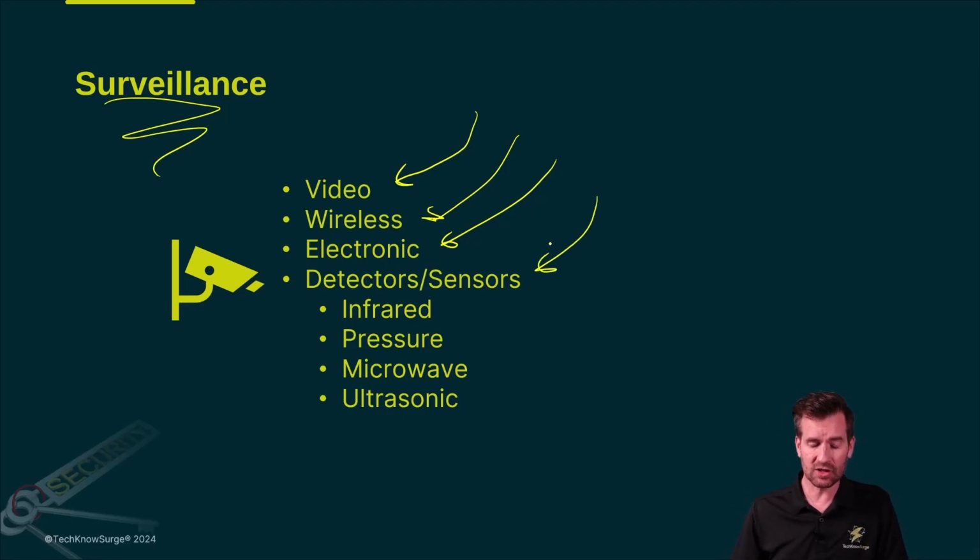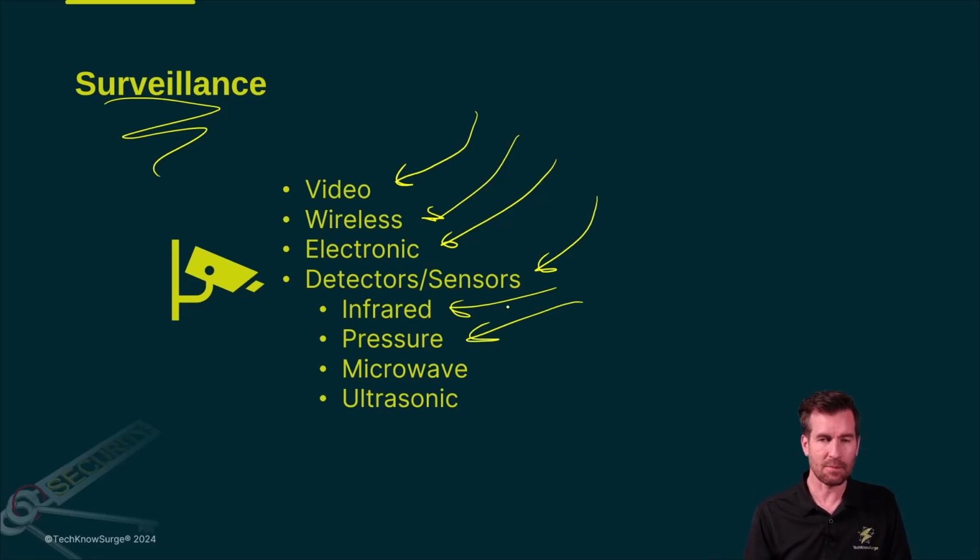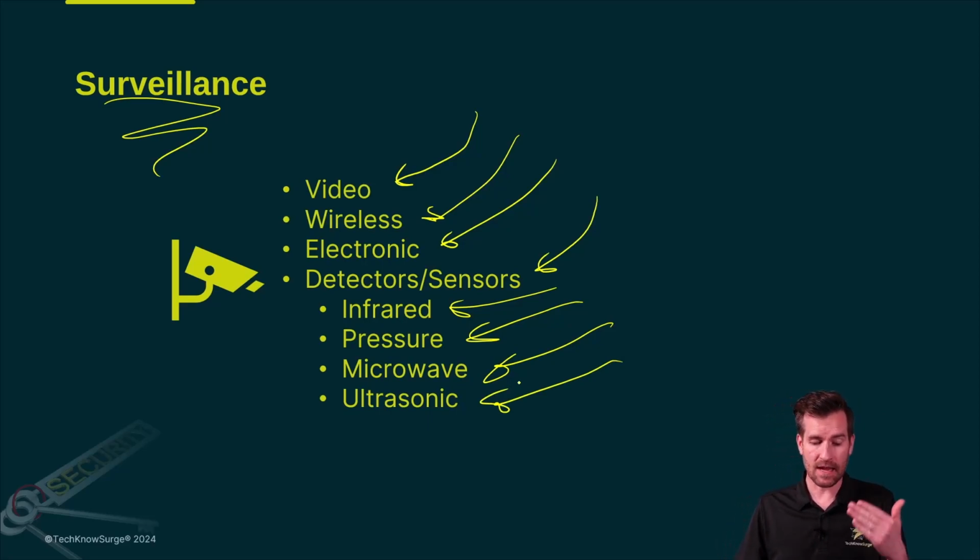There's a lot of detectors and sensors that we can use, like infrared sensors doing things like body heat, or pressure, like pressure plates, sensing pressure, microwave, or ultrasonic. So there's lots of different types of detectors and sensors that we can put into place.